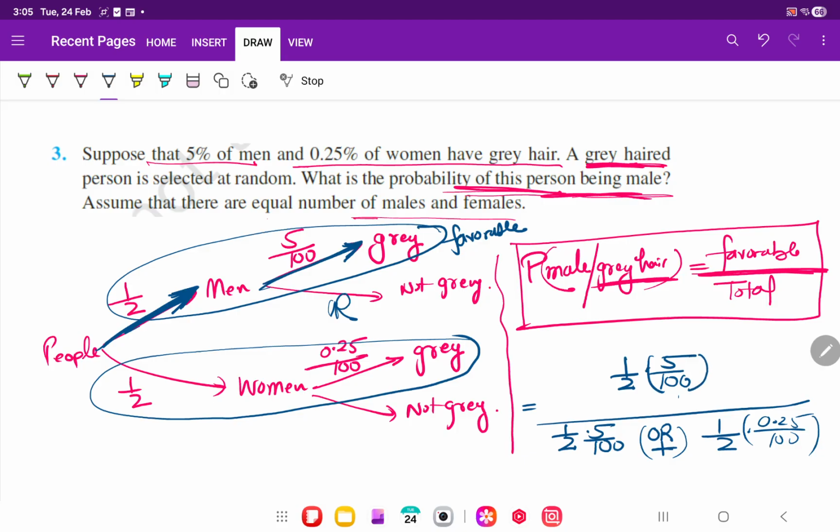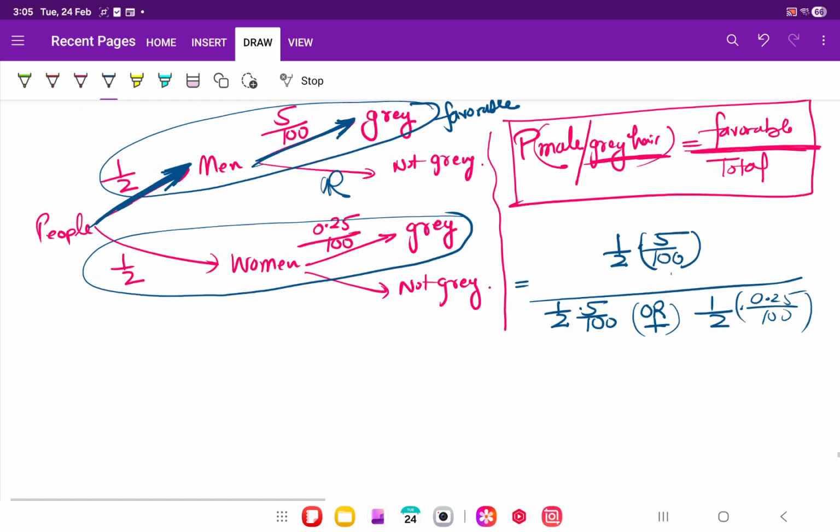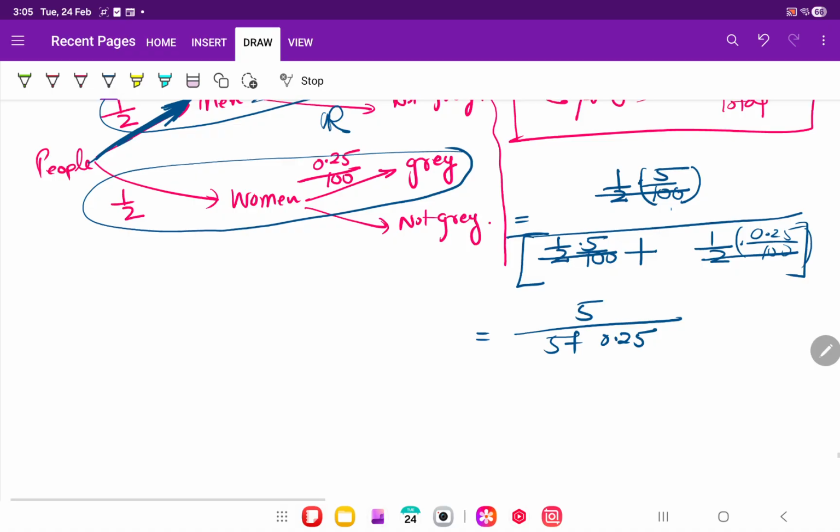This is Bayes theorem. The fundamentals I have explained in the last exercise, so you can check out those videos. Let me just simplify it. Or means we always take plus. Correct? So here the 200, 200, 200 we can see. So I am getting 5.25.